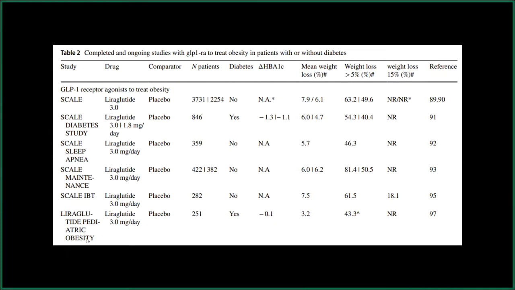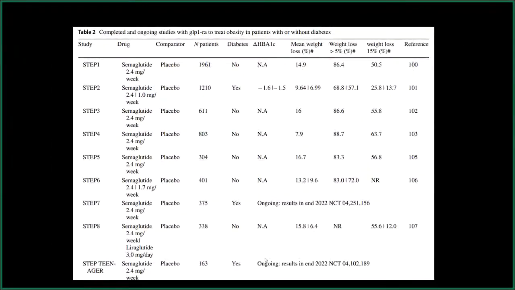This is the pediatric obesity study that you have, where weight loss of more than 5% was seen in about 43% of the individuals who were enrolled. Now, this is the STEP trials. So these are all semaglutide at different doses compared with either placebo or with some active comparator at times.